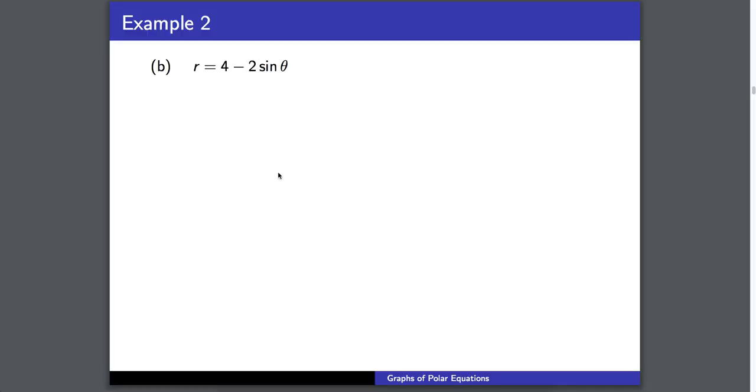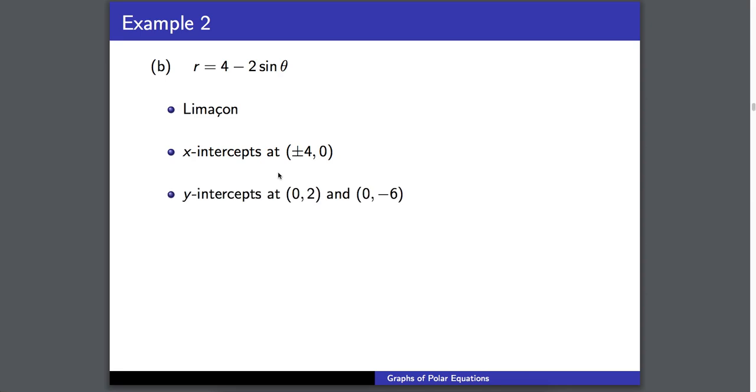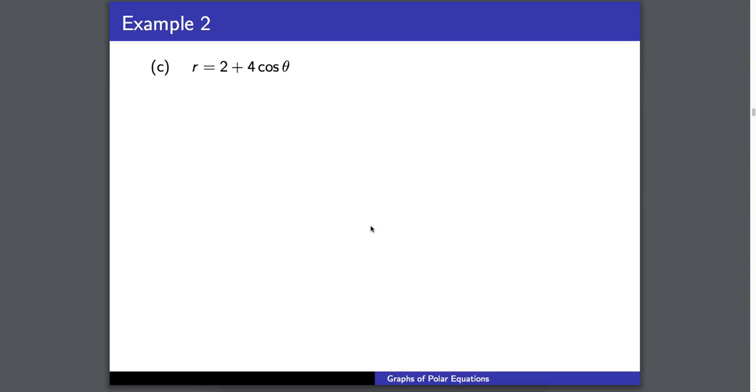So as far as the analytics of this graph, it's called a limaçon, which I believe is the French word for snail, because I guess it does resemble a snail. The x-intercepts, again, at plus or minus 4, 0, as we saw. And our y-intercepts are at 0, 2, and 0, negative 6. So in Desmos, you can adjust the values for 4 and 2, and see how that affects your y-intercepts.